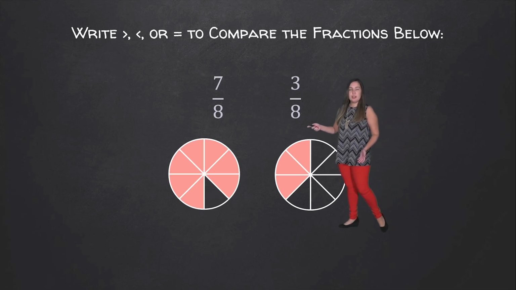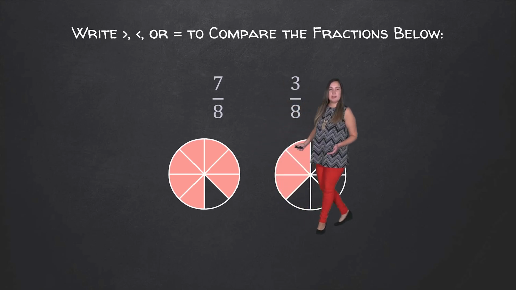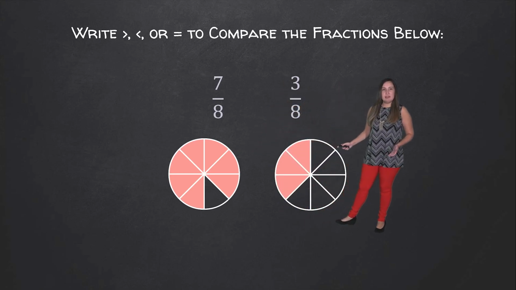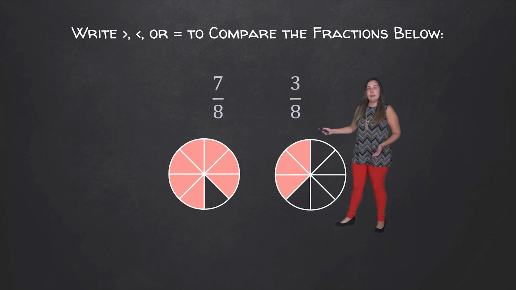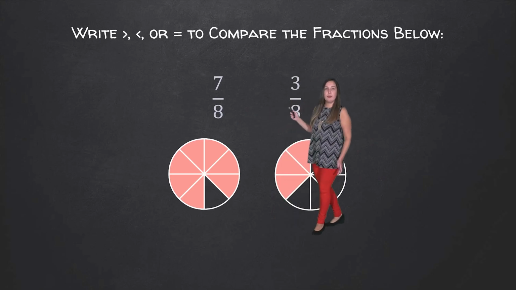Now, just by looking at our models, we know this one is greater since we have more here. We basically have the whole entire pie, with the exception of one slice. And here we have less than half of this pie. So 7/8 is bigger than 3/8.